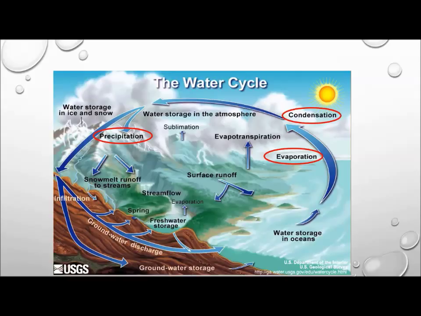When water falls back to the earth as precipitation, it may fall back into the oceans, lakes, or rivers, or it may end up on land. When it ends up on land, it will either soak into the earth and become part of the groundwater that plants and animals use to drink, or it may run over the soil and collect in the oceans, lakes, or rivers, where the cycle starts all over again.